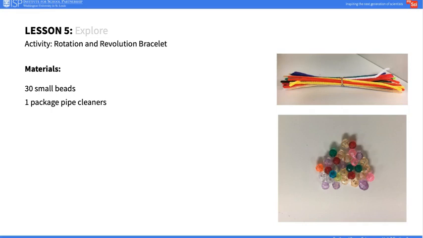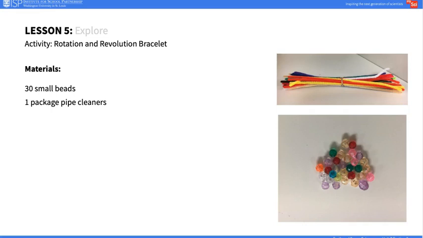For this activity, you will need 30 small beads and a package of pipe cleaners. Students will be creating a bracelet to model rotation and revolution, or a day and a year. For this model, the pipe cleaner shows the orbit or path of the bead around their wrist. The bead represents Earth and their wrist represents the sun.